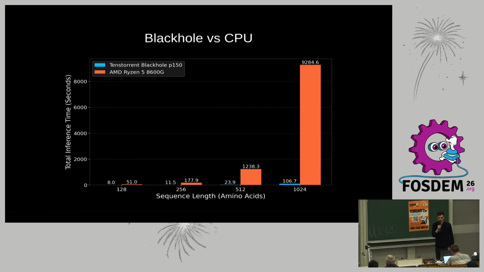And now I want to talk a little bit about the evaluation, about the performance. This is, of course, just the baseline, so Boltz-2 on a CPU and Boltz-2 on Blackhole. And we can see that it is significantly faster than a CPU for all sequence lengths. And with sequence length, I always mean the number of amino acids in a protein.